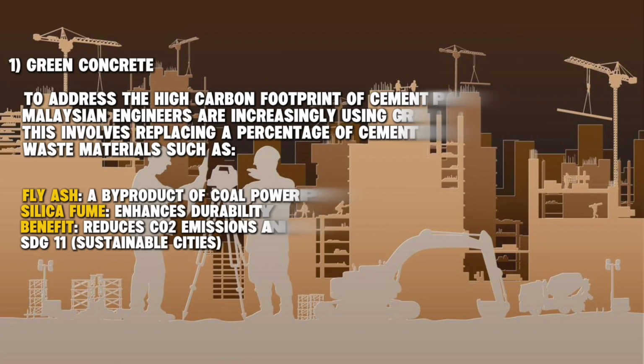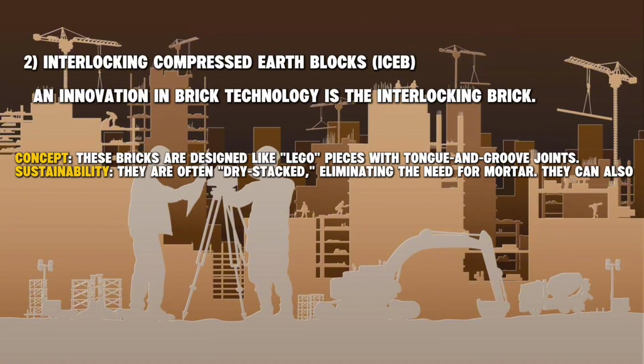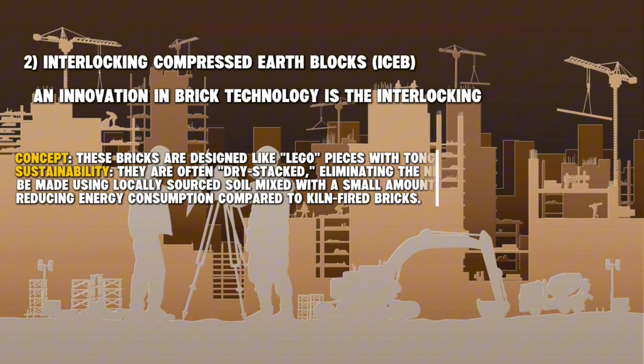The second point is the interlocking compressed earth block, ICEB. An innovation in brick technology is the interlocking brick. The concept is that these bricks are designed like Lego pieces with tongue and groove joints. And the sustainability is that they are often dry stacked, eliminating the need for mortar. They can also be made using locally sourced soil mixed with a small amount of cement, significantly reducing energy consumption compared to kiln-fired brick.